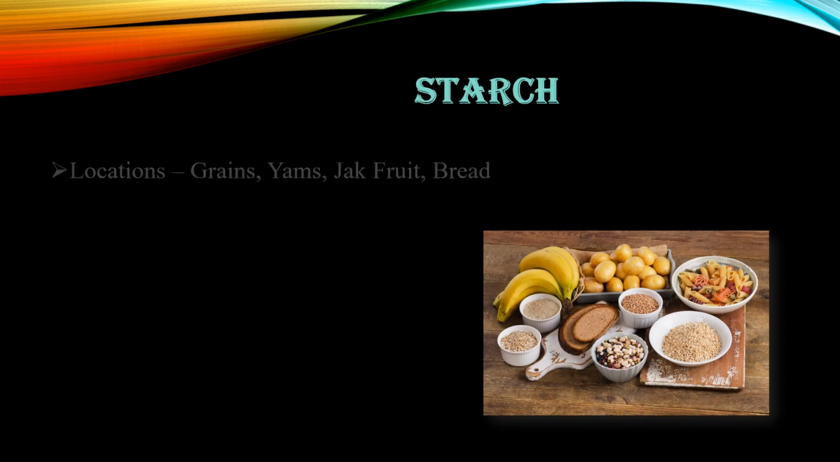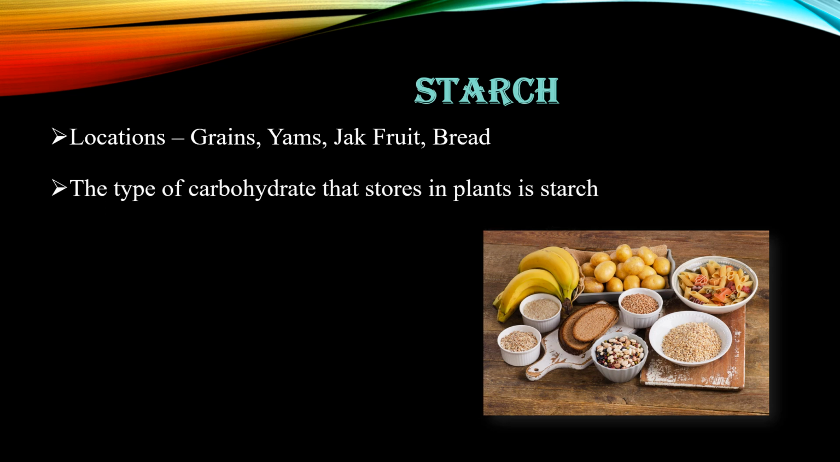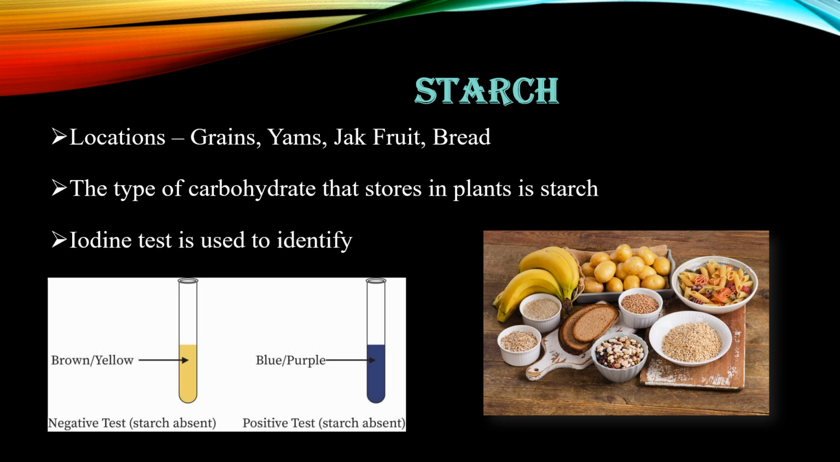Starch. This can be found in grains, yams, jackfruit, bread, and a lot more fruit. Well, this is the type of carbohydrate that is stored in plants. And starch can be identified using the iodine test, in which iodine is turned from light brown or yellow to dark purple.